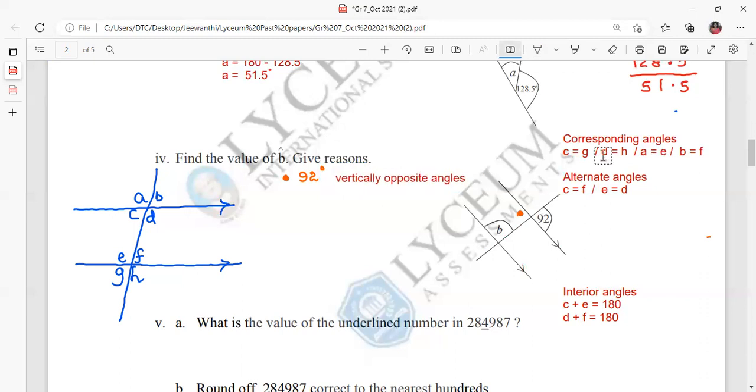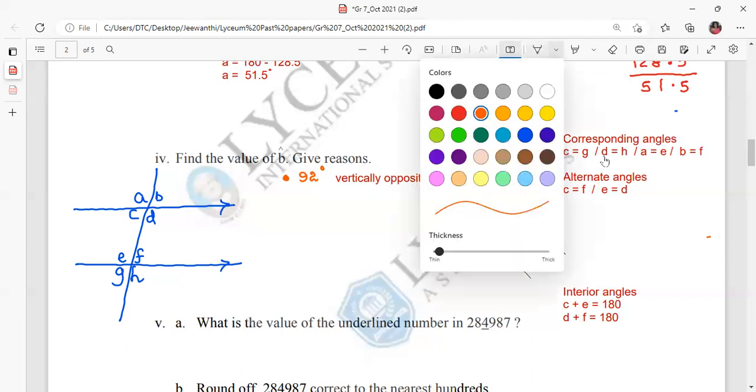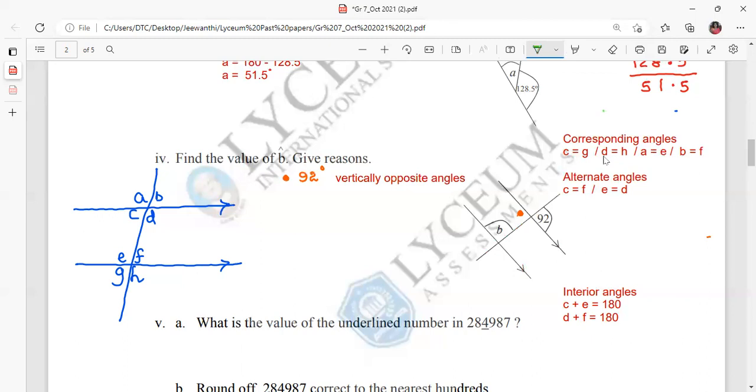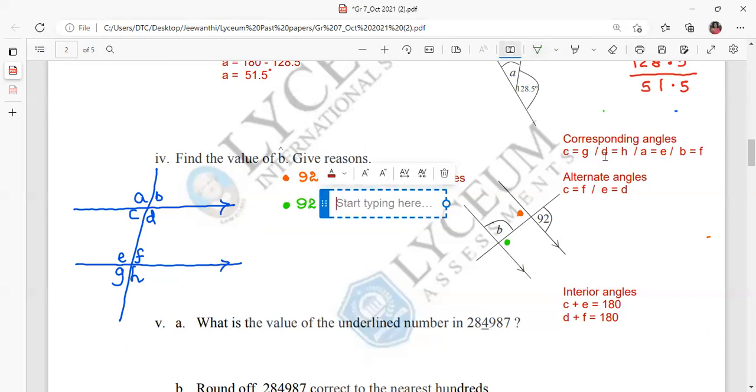So then if that is 92, then I'll take another color. So then how do you get this? So this one should be equal. We have different ways, children. Sometimes you may achieve the answer in a different way. The green color dot also should be 92. What is the reason? You write the alternate angle.